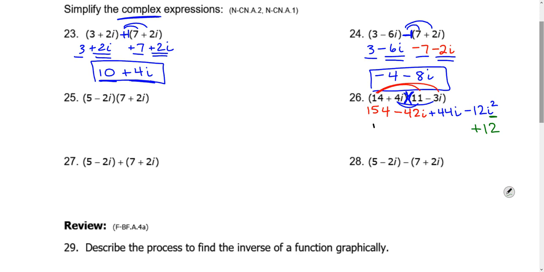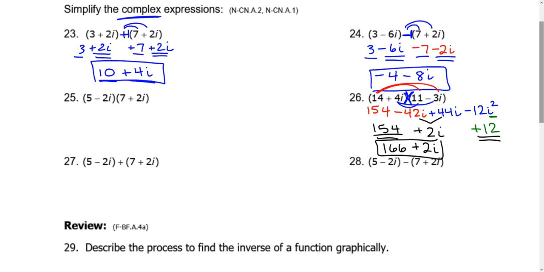So we still have the 154 from the front, and then we have the like terms right here in the middle. Negative 42i plus 44i is positive 2i. And since we simplified the i squared, this term right here actually goes together with the 154 now. So 154 plus 12 is 166, plus the 2i that we had left from the middle terms. So that's our final answer.